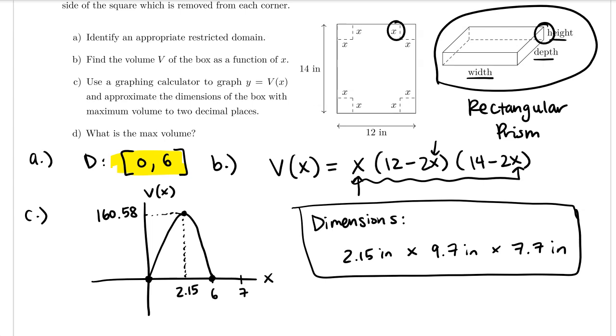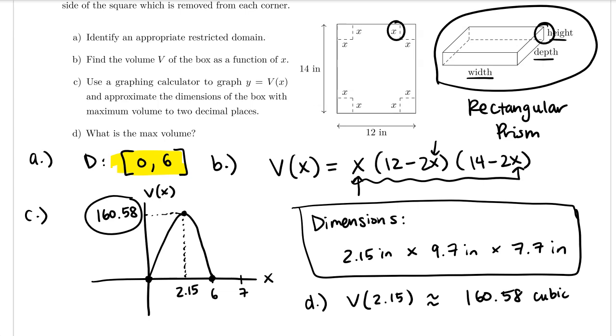And then part D says, what is the maximum volume? And so that's V of 2.15. And we said here that it's going to be approximately 160.58. And because we're measuring volume, it would be cubic inches. And that's our answer for part D.